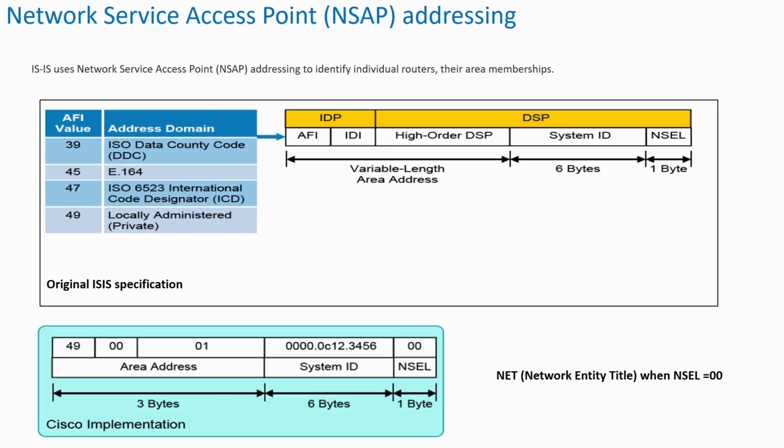When the last 1 byte, or the NSEL value, is set to 0, the NSAP address is called the network entity title. It means that this address identifies the router itself rather than identifying any particular service running on this device. Under normal operations, a router must have at least one network entity title address configured in order for ISIS to work correctly on that device.